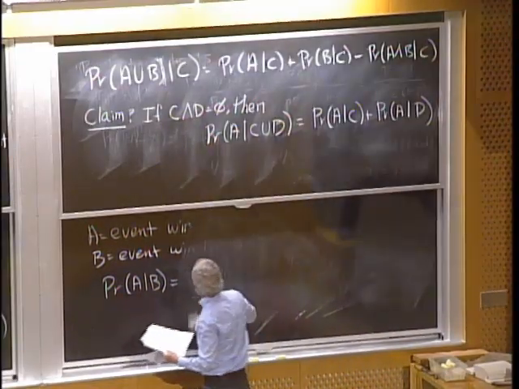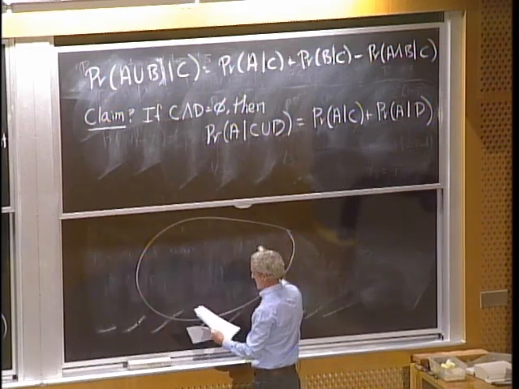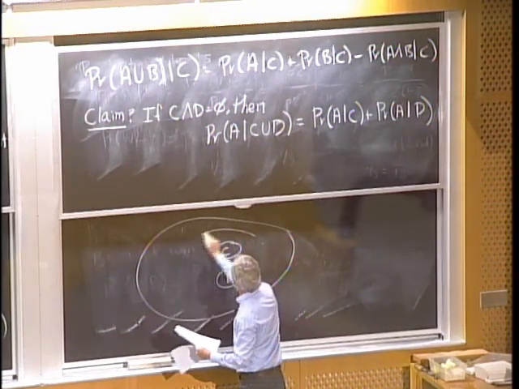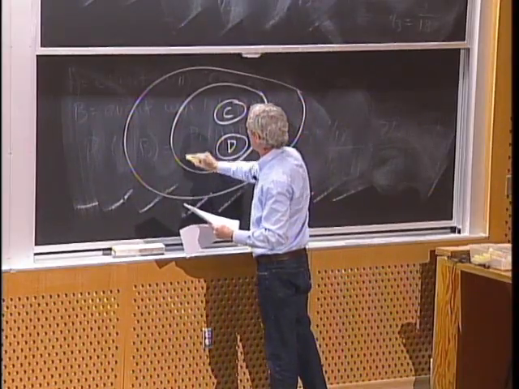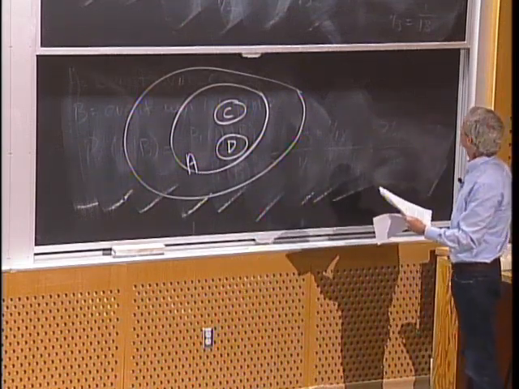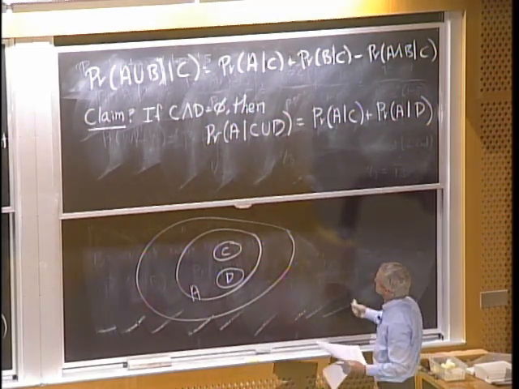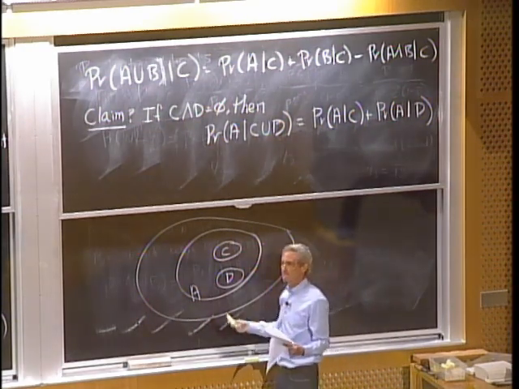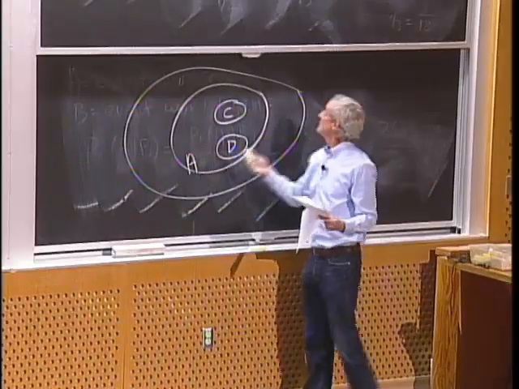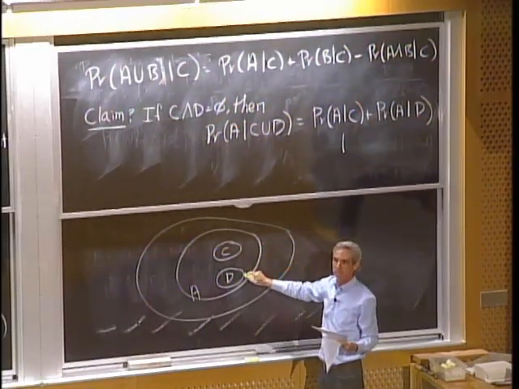Let's draw that. Let's look at that case. So we've got a sample space here, and you've got C here and D here. And just for fun, let's make A be here, including all of them. What's the probability of A given C? 1. If I'm in C, I'm in A. A is everything here. So the probability of A given C is 1. What's the probability of A given D? 1.